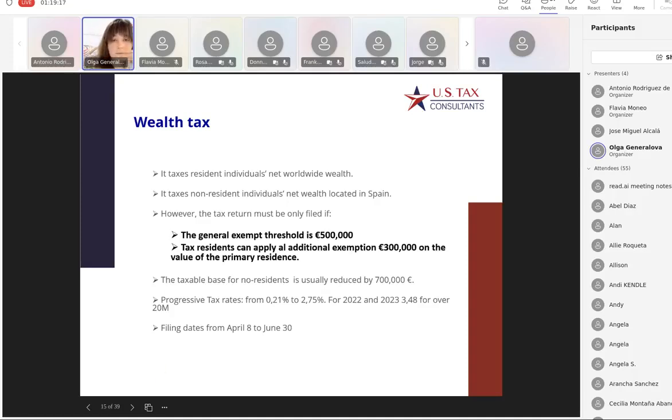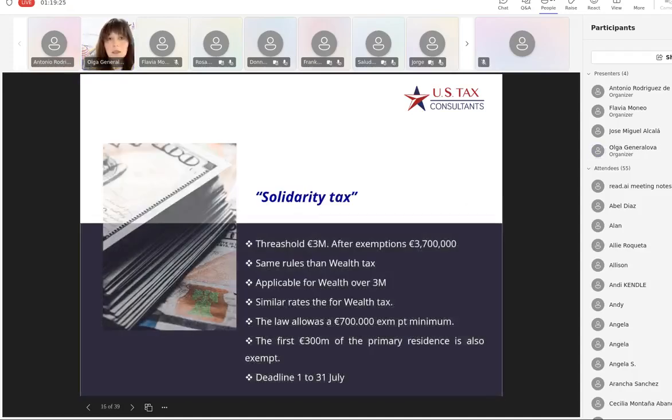And finally, solidarity tax. So this tax was introduced as a temporal measure, but we all know how temporal taxes tend to behave in Spain. It has lived with us for the last 4 years. So the due date for solidarity tax is in July, from the 1st to the 31st of July.